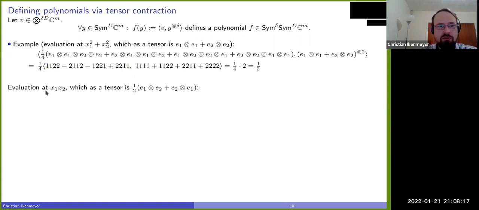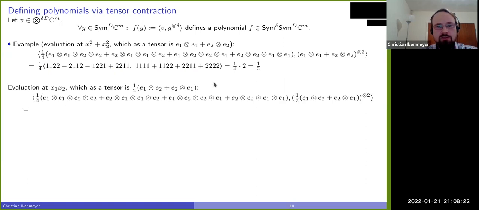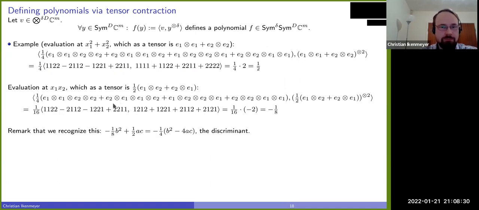And I can also evaluate on a different tensor, say on x1, x2. I play the same game and get something like minus 1 over 8. And actually, this is the discriminant. So I evaluated here minus 1/8 b squared plus a half ac, which is indeed just a scalar multiple of the discriminant.